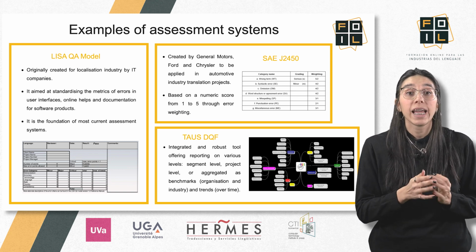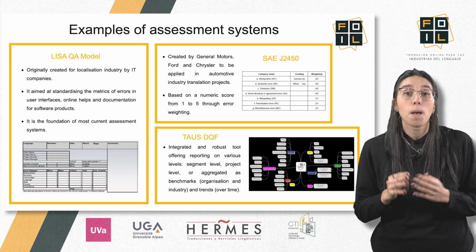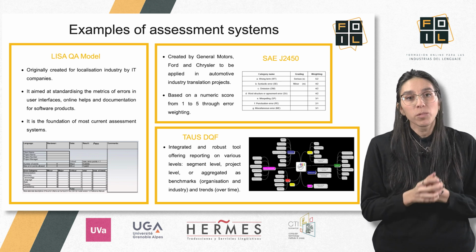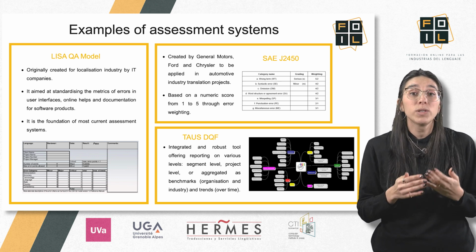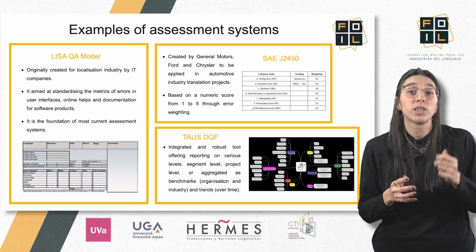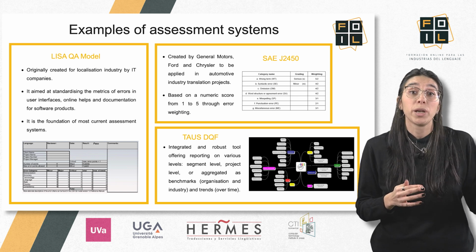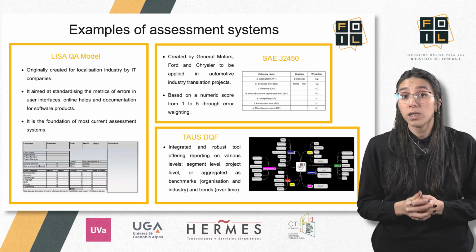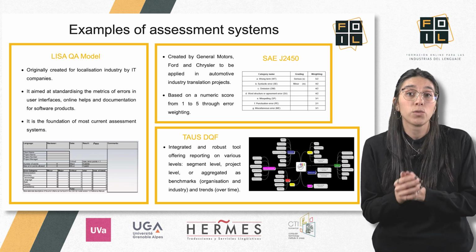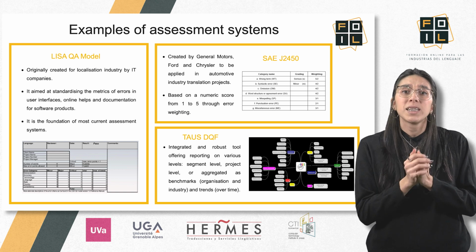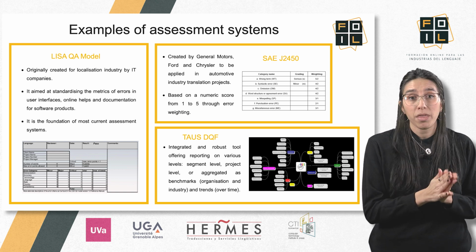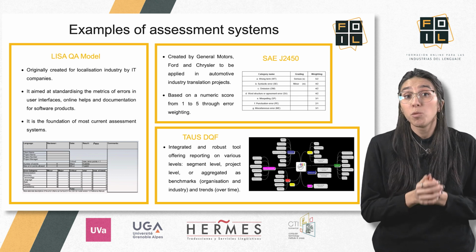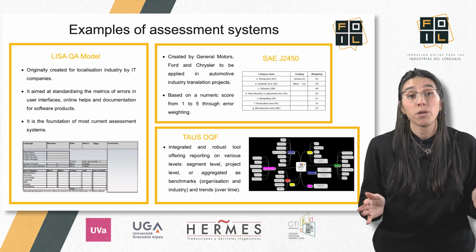Secondly, we will see SAE J2450, mainly used in the automotive industry. It is a system created in 2001 that allows an assessor to record errors in a translation and compute a weighted numerical score that represents the quality of the translation. It was created by General Motors, Ford, and Chrysler, and it aims at assessing quality with the same methods as used in the general automotive industry. It is based on a numeric score from 1 to 5 through error weighting.